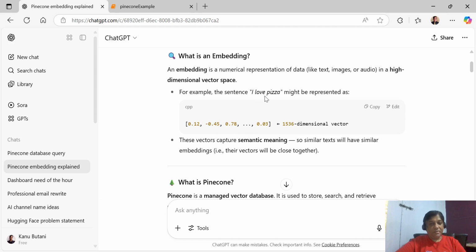For example, if love is at minus 0.45, a word similar to love will also have values like minus 0.46, minus 0.47. So similar text will have similar embeddings and they will be close to each other.